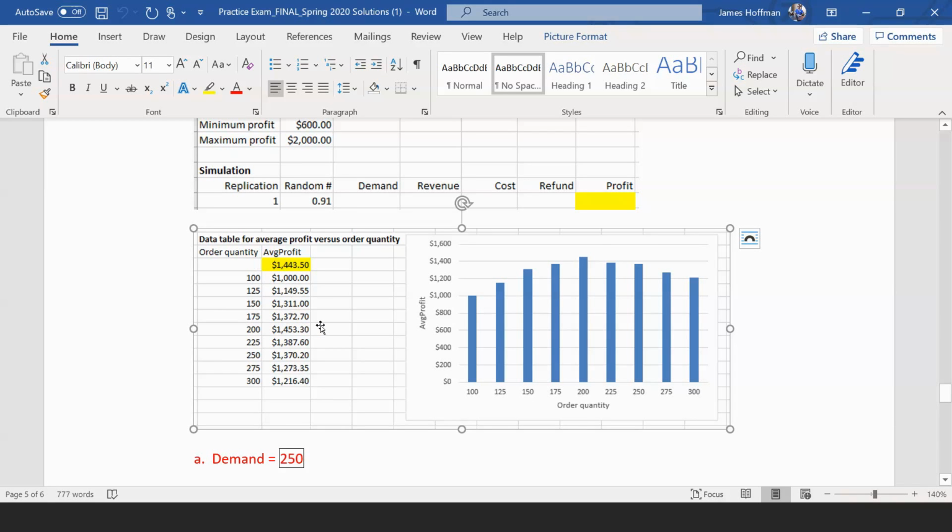So 200 gives us the highest average profit of 1,453 and 30 cents. So all you have to say here is order quantity 200 gave us the highest average profit for this simulation.